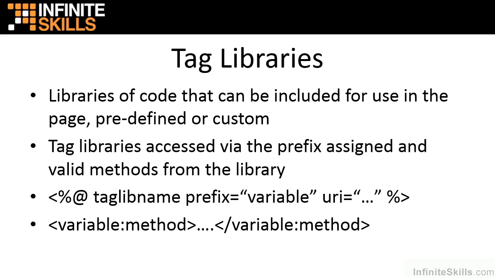So this variable can be anything. We might see the letter C for the core library, for example. And then what we would have down here, we would have C: whatever the method is to run that code, and then we might have something in between the tag if we need it. The URI is going to be a defined location for our actual tag library. And we'll actually be able to do custom tag libraries as well.